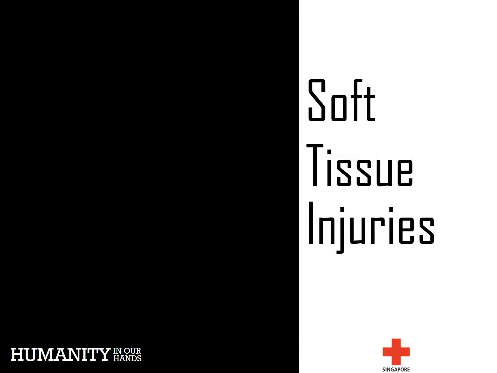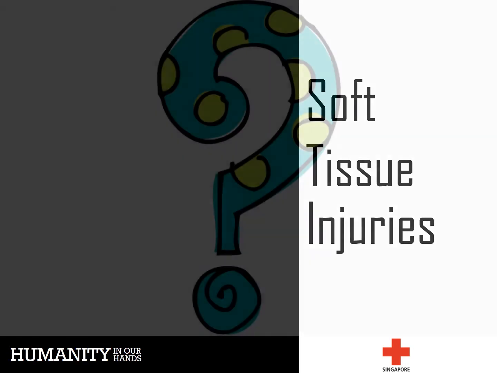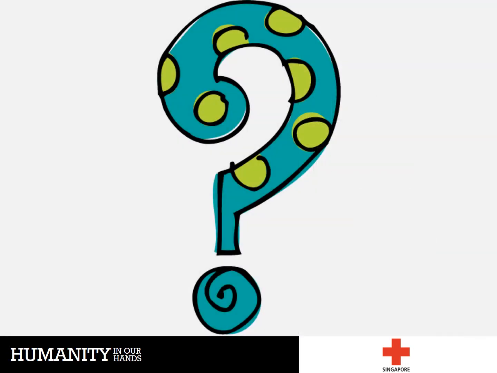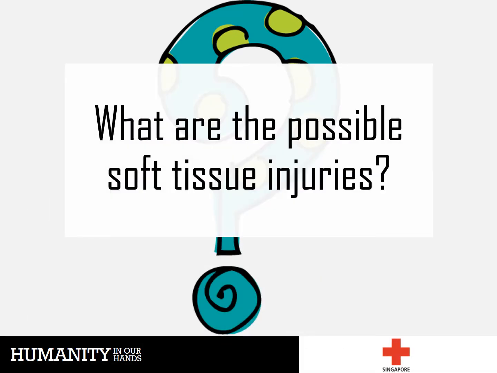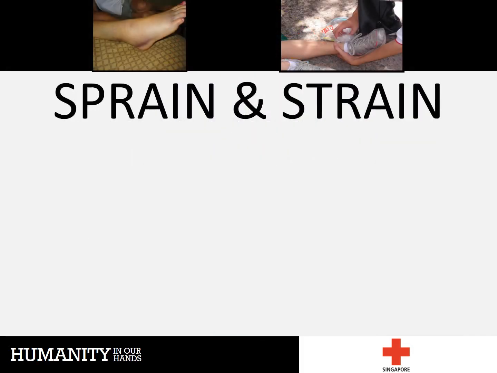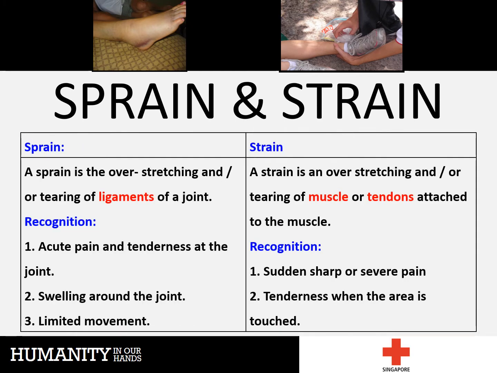Today we're going to talk about soft tissue injuries, which you will probably call sprains. So, what do we mean by that? What are the possible soft tissue injuries? We have sprains and we also have strains. What's the difference?